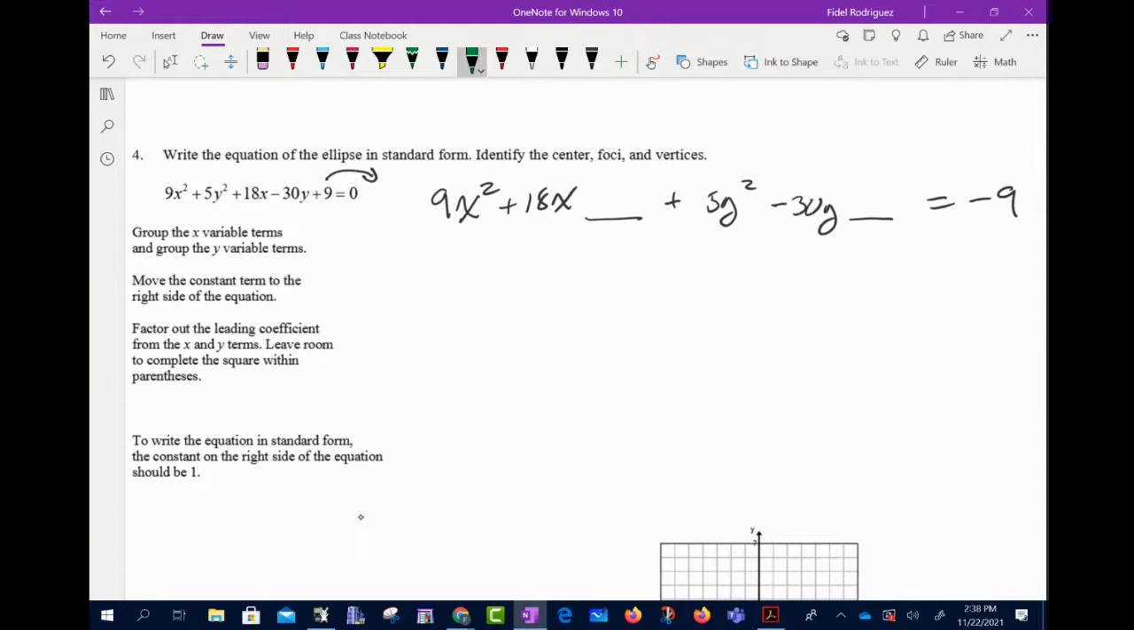Okay, I'm going to ask you a question. Look at the first two pieces. I don't want to factor out a variable. I just want to factor out a number. What's the biggest number I can take from 9 and 18? What's the biggest number that divides both into 9 and 18?